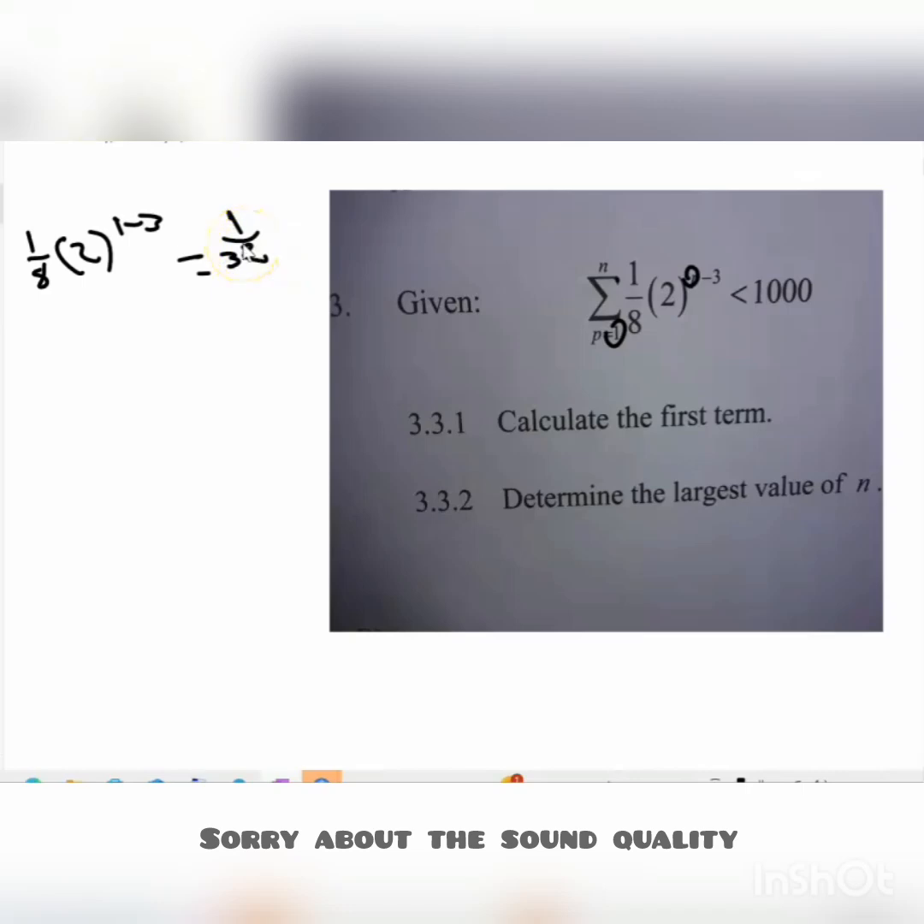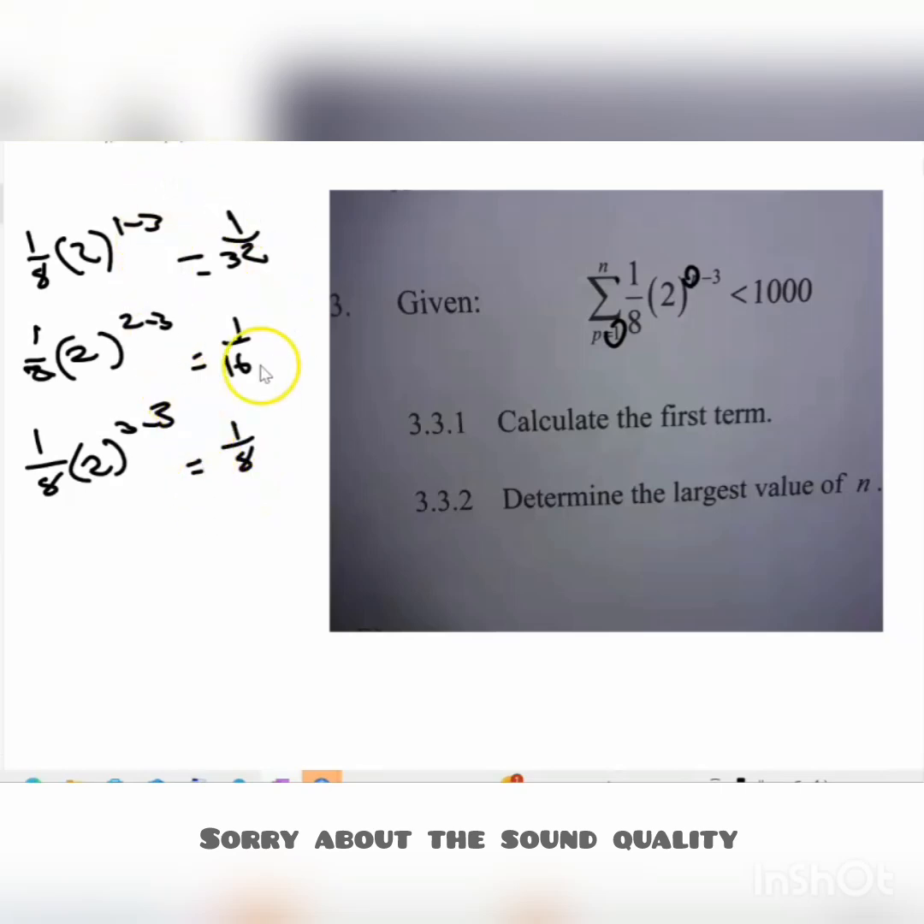I'm doing it by head. So our second term is going to be 1 over 8 times 2 to the power 2 for term number 2 minus 3, equals 1 over 16, right? So now the third term is going to be 1 over 8 bracket 2 to the power 3 minus 3. 3 minus 3 is going to be 0. Any number to the power 0 equals 1. Therefore 1 times 1 over 8 is going to be 1 over 8.